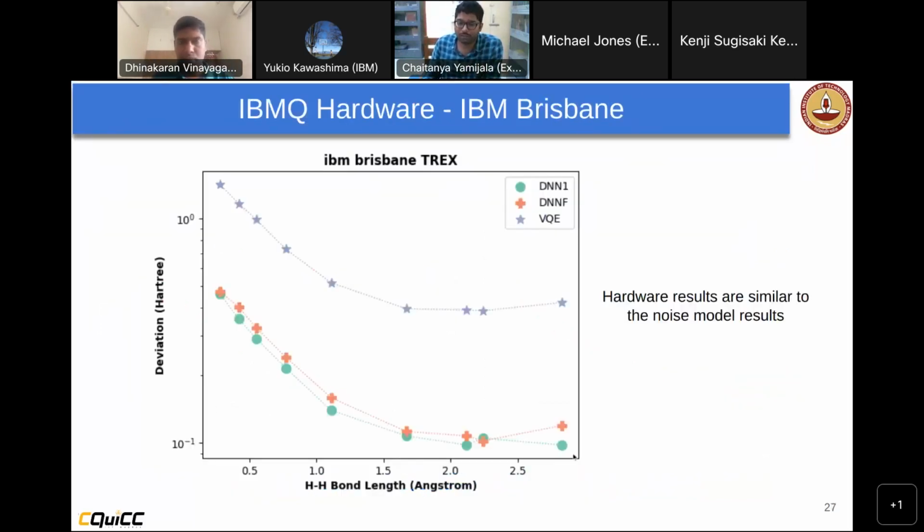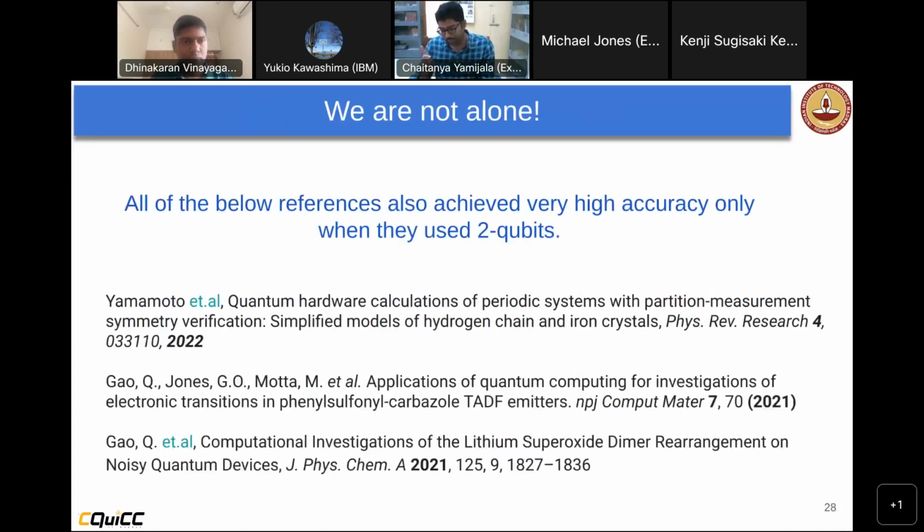So we also performed the hardware calculations for the H2 molecule with 4 qubits. Once again, we find that the errors are in the order of 0.1 Hartree, which is not acceptable for doing any chemical calculations. As such, the point I wanted to make is that we are not alone in getting this kind of errors.